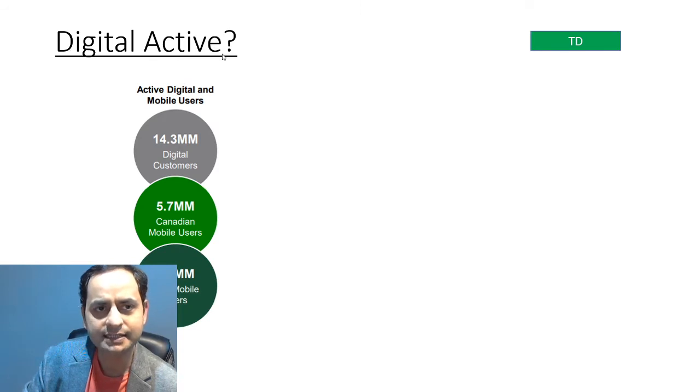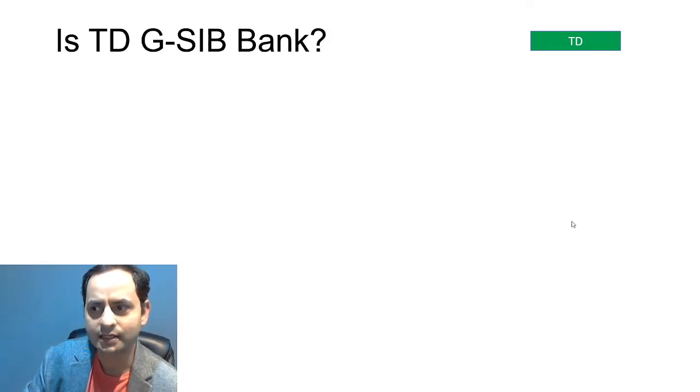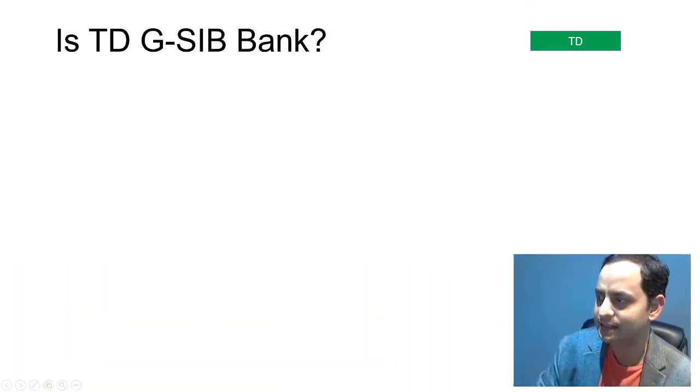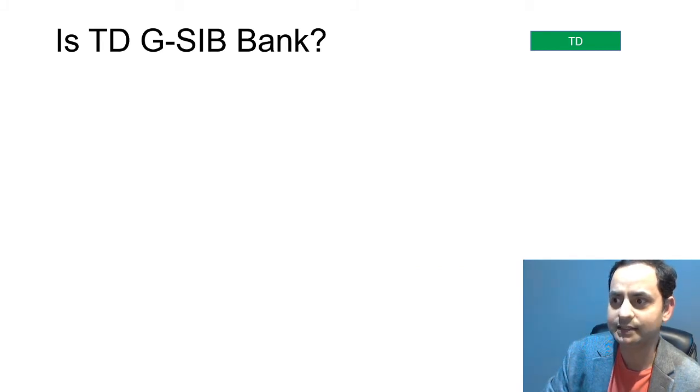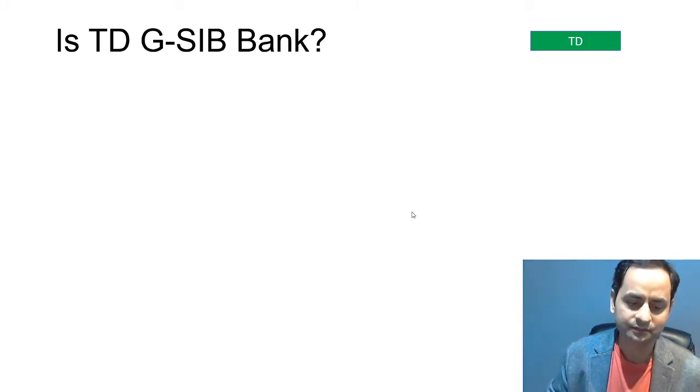Now, in terms of the digital active, I just got this point. So they have 3.6 million US mobile users, 5.7 million. Basically, they have the people who are using their mobile apps, or the digital customers, right? So that's pretty good from the digital active perspective. Okay, now let's see, is TD a G-SIB bank or not, right?